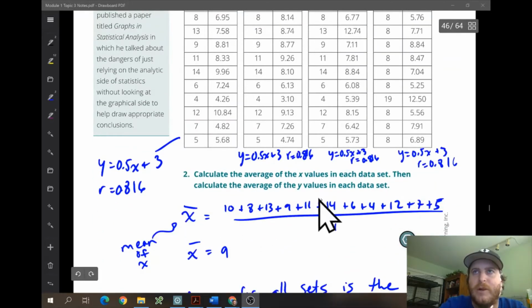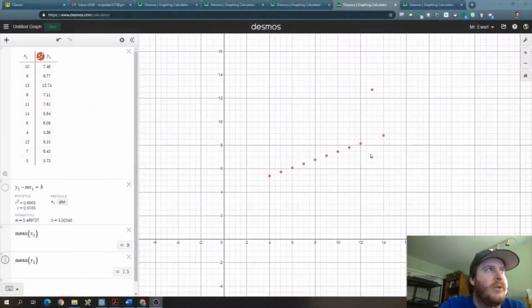So I did that for us. You don't have to do it on your own. I already did it with the calculator. I got 9. And actually, Desmos has a really neat way of doing it for us.